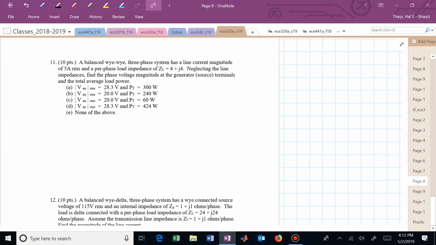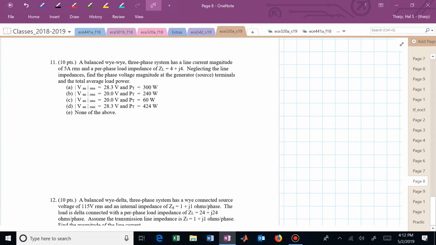A balanced YY three-phase system has a line current magnitude of 5 amps and a per-phase load impedance of 4 plus J4. Neglecting the line impedances, find the phase voltage magnitude at the generator source terminals and the total average load power. I would just start sketching what this tells you.